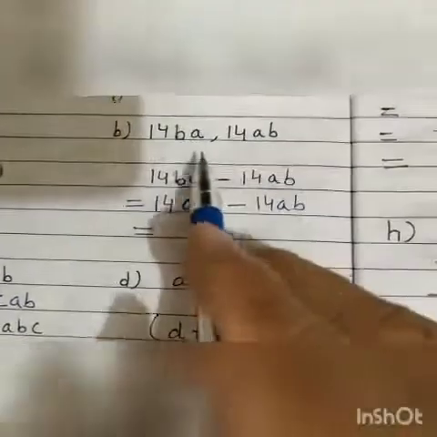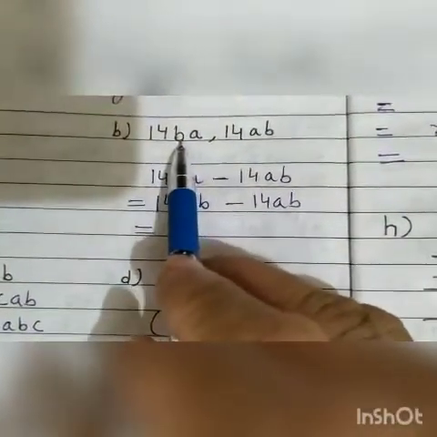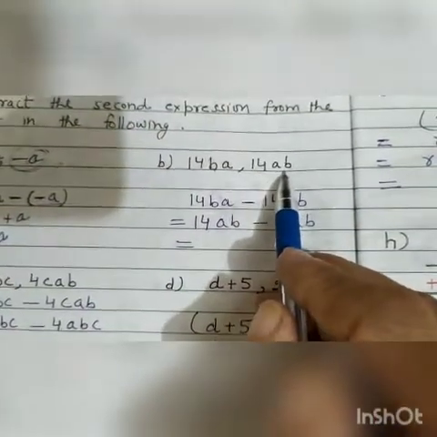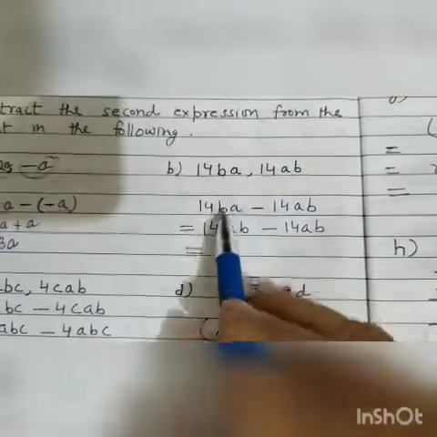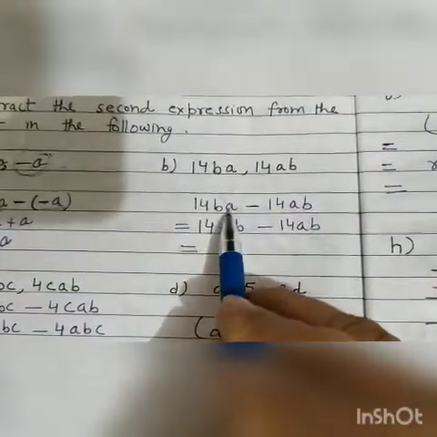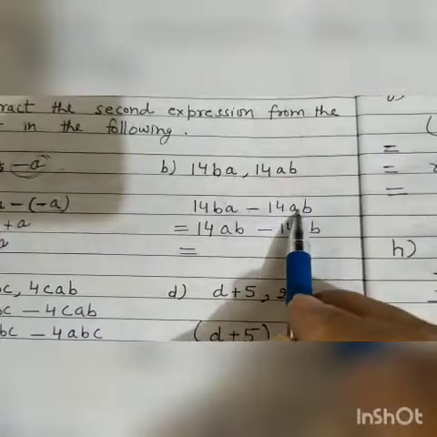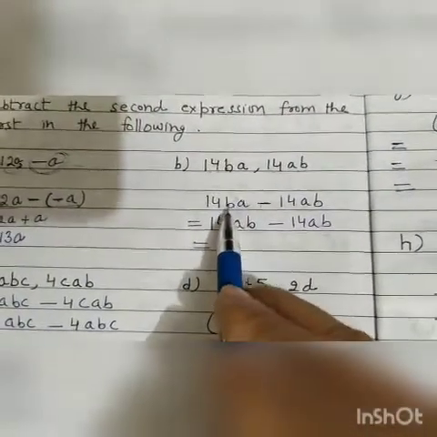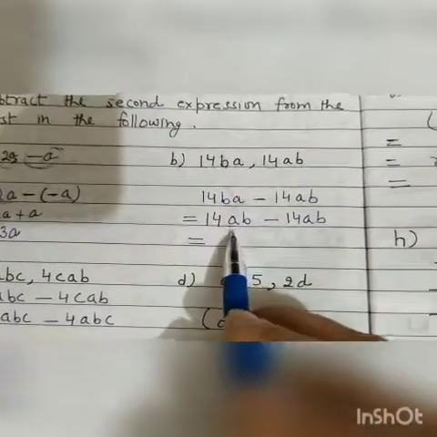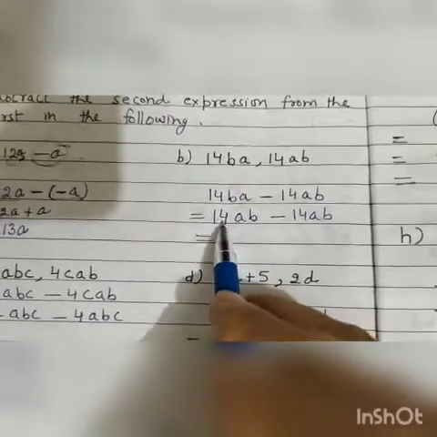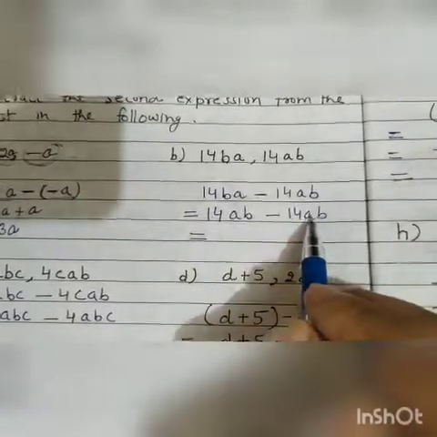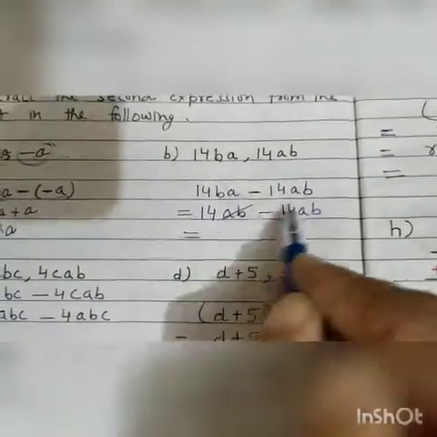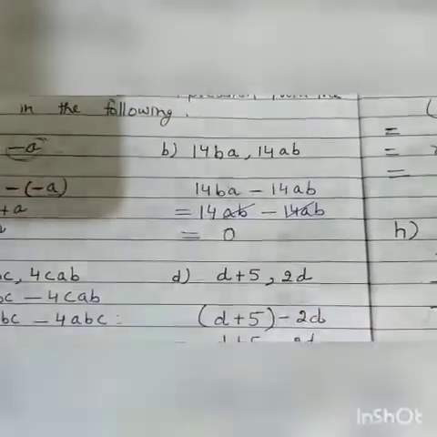Now next, here first term is 14ba, second term is 14ab. Again we have to subtract this second expression from the first one. So we will write this first one 14ba minus 14ab. This 14ba we can write 14ab. We can write this variable ba, we can write it as ab. So 14ab minus 14ab. This is plus 14ab, this is minus 14ab. It will cancel, so answer will be 0.